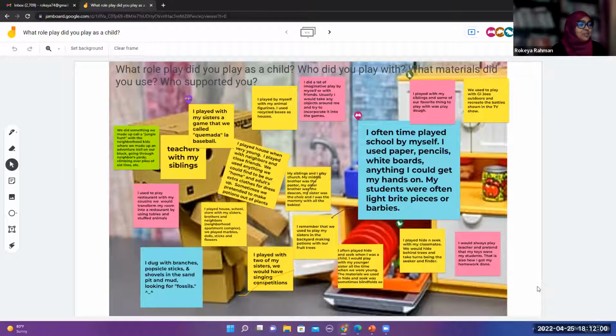Another participant shared, I played hide and seek with my classmates. We would hide behind trees and take turns being the seeker and finder. Absolutely. And also another one, I used to play with G.I. Joes outdoors and recreate the battles shown in the TV show. So many of you shared, we were not able to read all of them. Maybe you were able to read some of the sharing stories here.